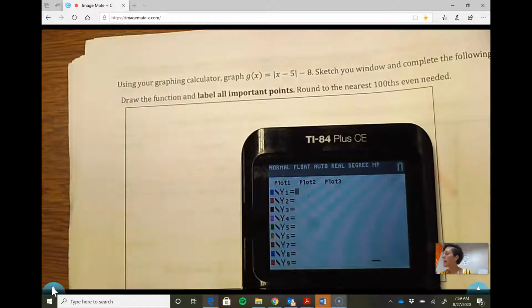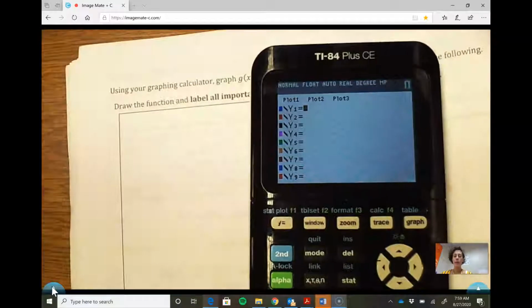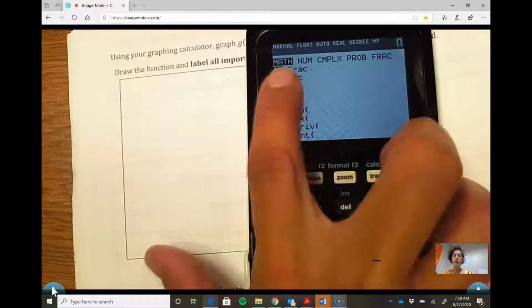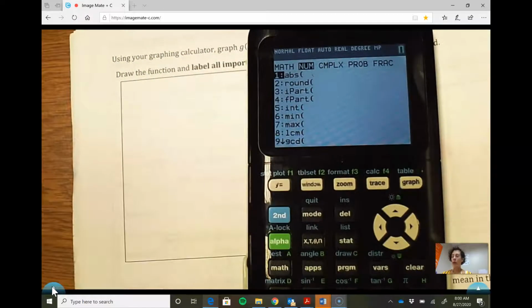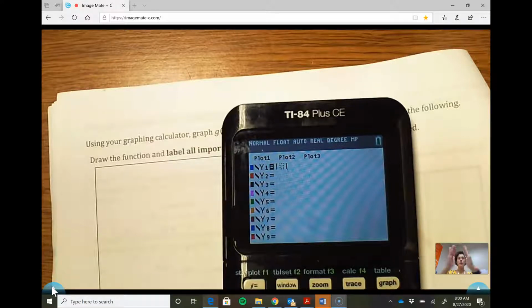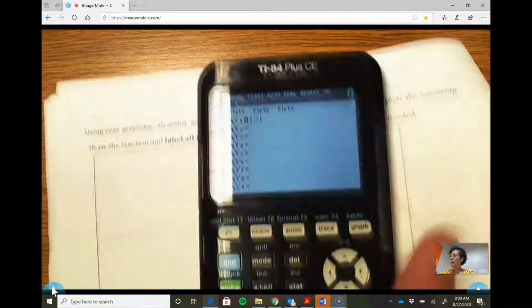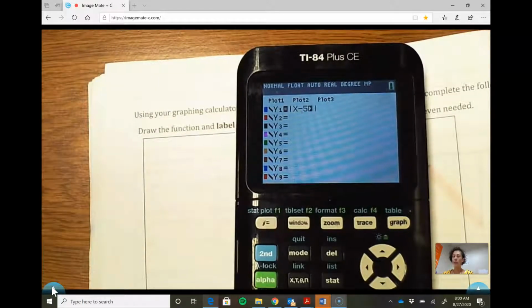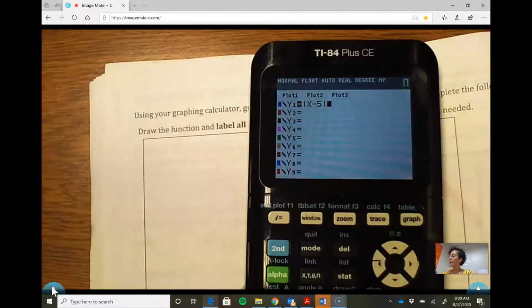So again, to access the absolute value bars, I'll be using this math button. And I'll scroll to the right to access that NUM, so I have the absolute value. Again, just remember that absolute value is a V shape, or it might be an upside down V shape, so just keep that in mind. And I'm going to type in X. Again, there's your X button, and it's X minus 5. Sorry, that's a bit of a glare. And then arrow out, and then it's going to be minus 8.